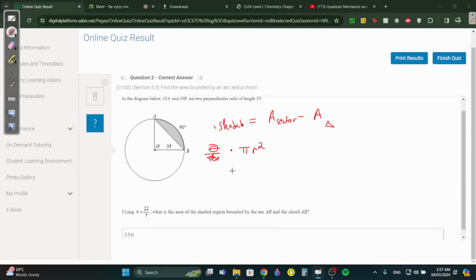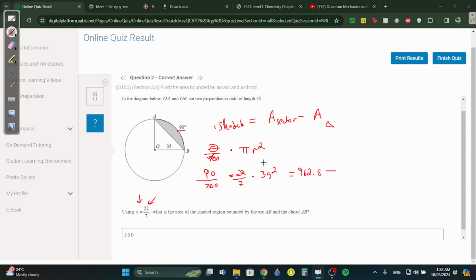Let's find the area of the sector first. They're saying use pi as 22 over 7. Theta, we said, is 90 degrees because the arc is 90 degrees, over 360 times 22 over 7. If you use it as a decimal, you're going to get it wrong. They're telling you use it as 22 over 7 times r squared. So 35 squared. You get 962.5.